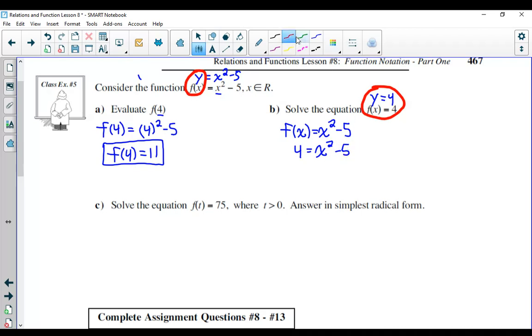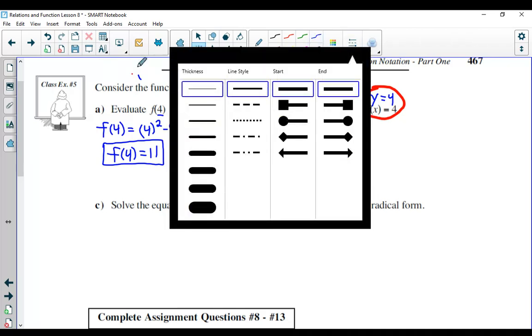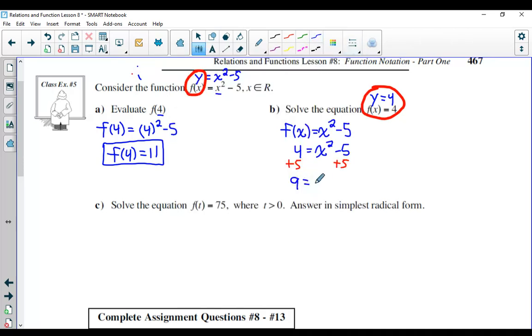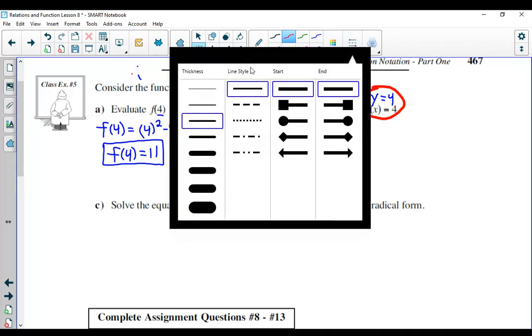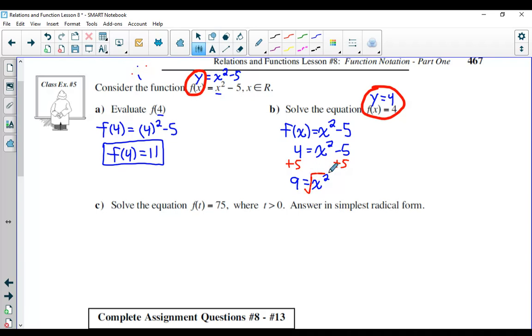Now I want to get x squared isolated, so get rid of that constant term. Add 5, add 5, and then you'd have 9 is equal to x squared. But I want x, not x squared. So to get rid of the square, you've got to take the square root of both sides. Square root of this side, square root of that side. And then x can be either plus 3 or negative 3, so it can be plus or minus 3, because positive 3 times positive 3 is positive 9, and negative 3 times negative 3 is also positive 9.